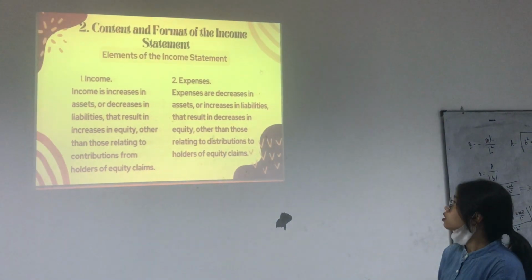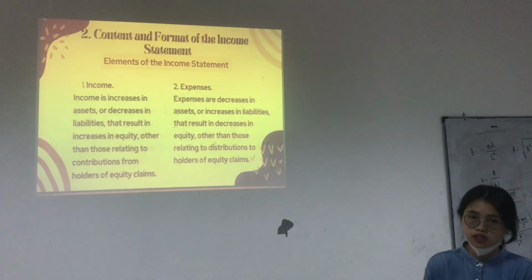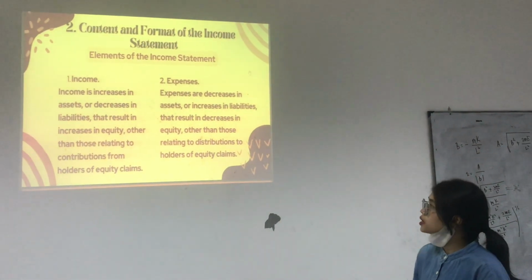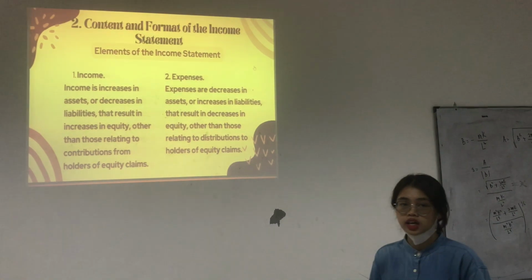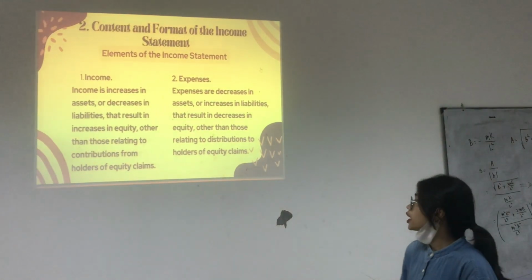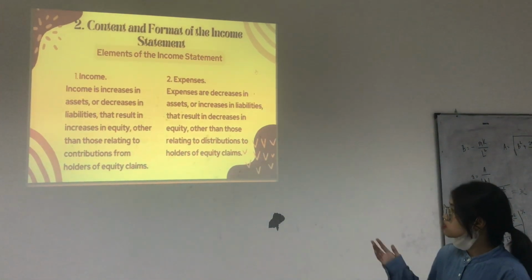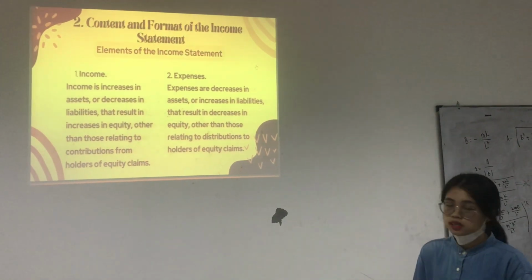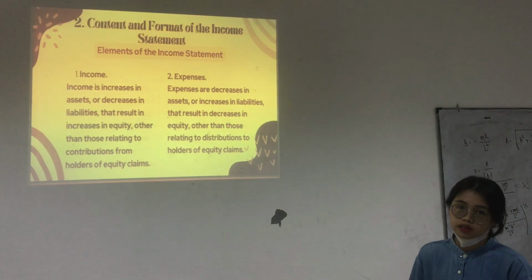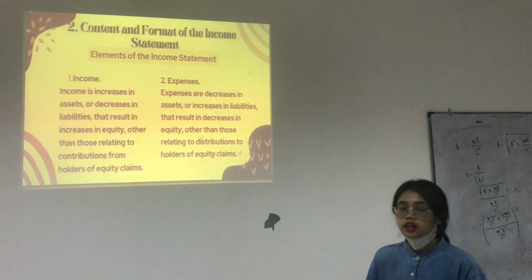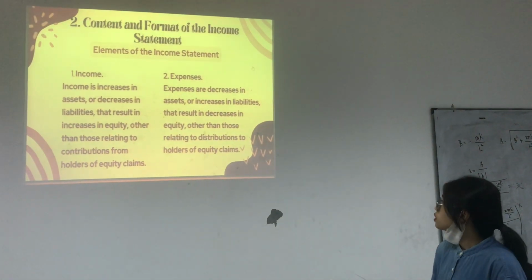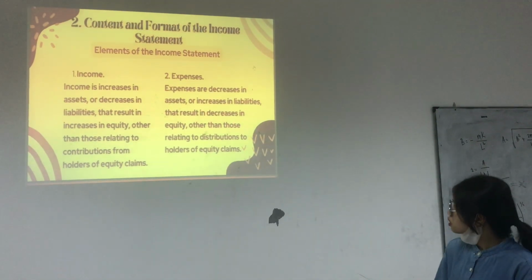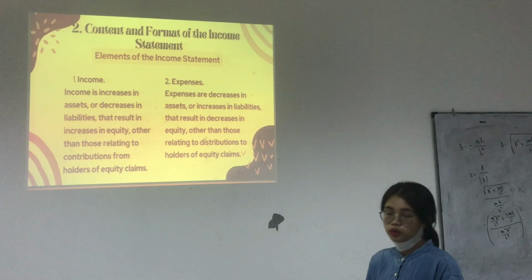I will talk about the content and format of the income statement. Elements of the income statement, there are 2. First one, income. Income is an increase in assets or decrease in liabilities that results in an increase in equity, other than those relating to contributions from holders of equity claims. 2, expenses. Expenses are a decrease in assets or increase in liabilities that results in a decrease in equity, other than those relating to distributions to holders of equity claims.